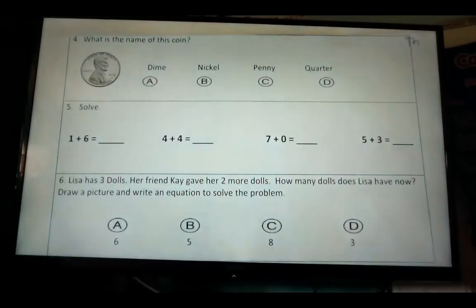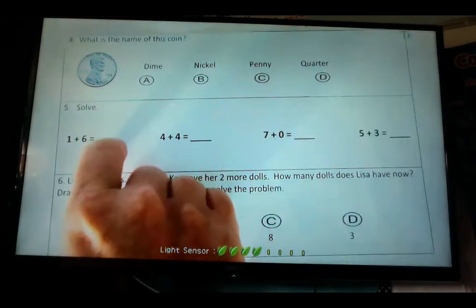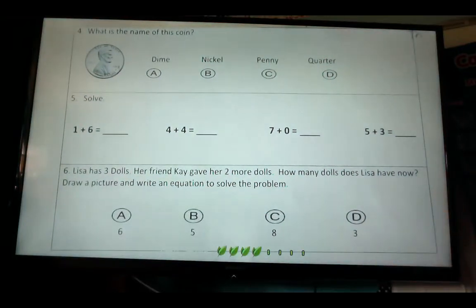All right, so my friends, last week we talked about this coin right here. Does anybody remember what the name of this coin is? Turn and tell someone next to you what the name of this coin is. I think I heard someone say it. Did you call this coin a penny? If you did, that's correct.